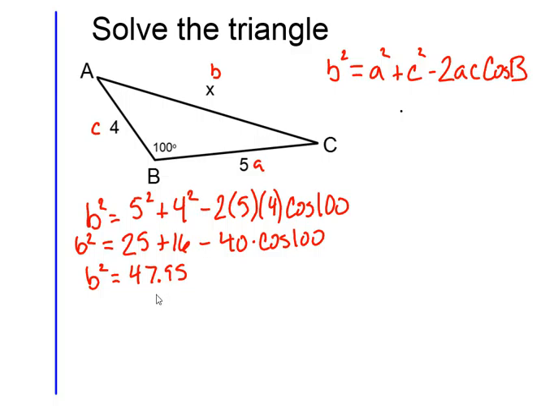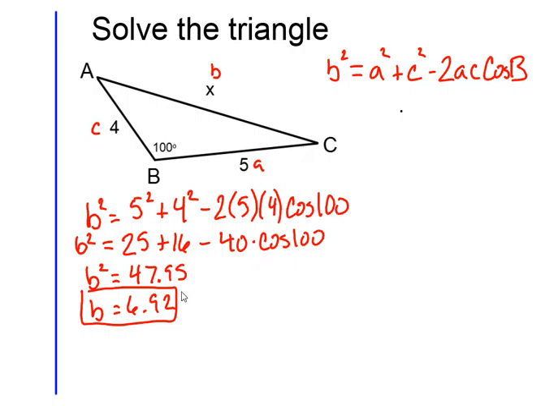I end up with 47.95, but this is rounded. I'm going to go ahead and square root what's in my calculator to get my answer. So my B is approximately 6.92. So that's how you get your side B. To get side A or C, we could use law of cosines again, or we could use the law of sines. So there's 2 options. I'm going to go ahead, for sake of review, and use the law of sines.